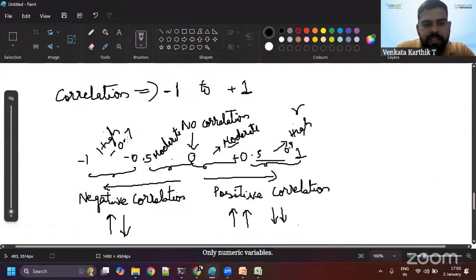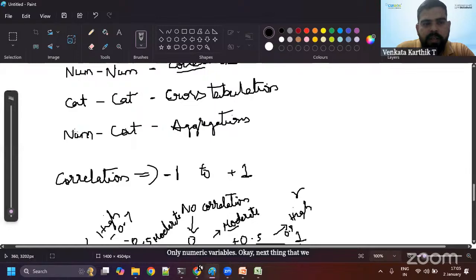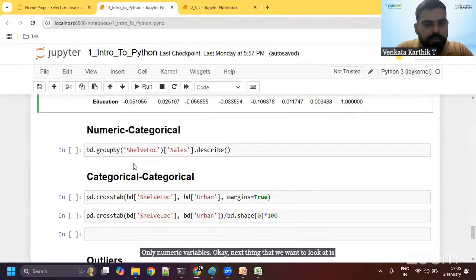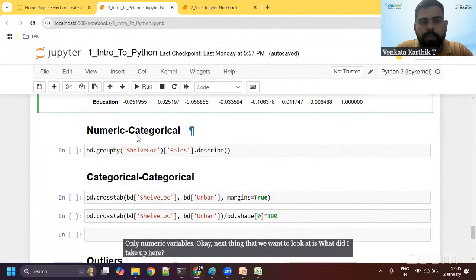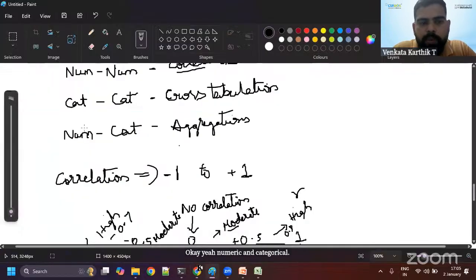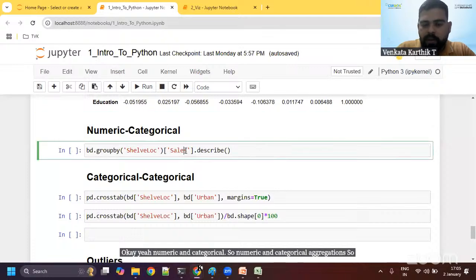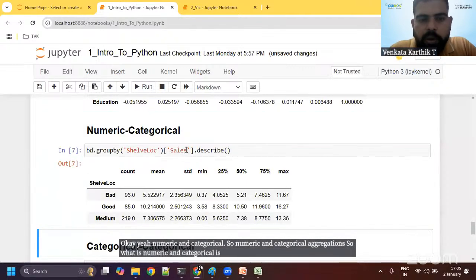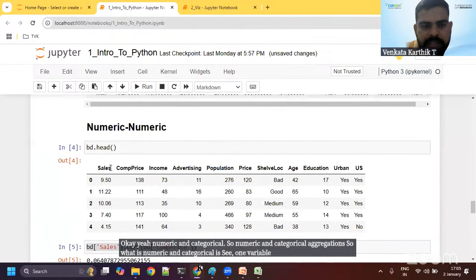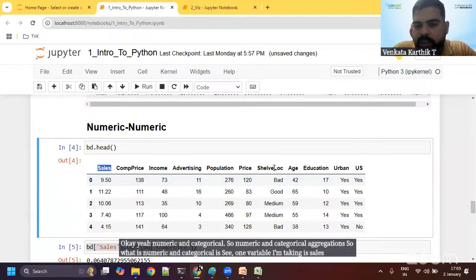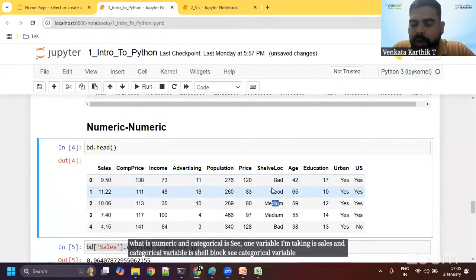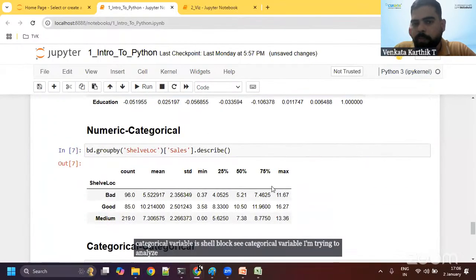Okay. Next thing that we want to look at is, what did I take up here? Category. Okay, yeah, numeric and categorical. So numeric and categorical aggregations. So what is numeric and categorical? See, one variable I'm taking is sales and the categorical variable is shelf block. See, categorical variable, right? I'm trying to analyze these two variables now. Bivariate analysis, right? How do I do that?